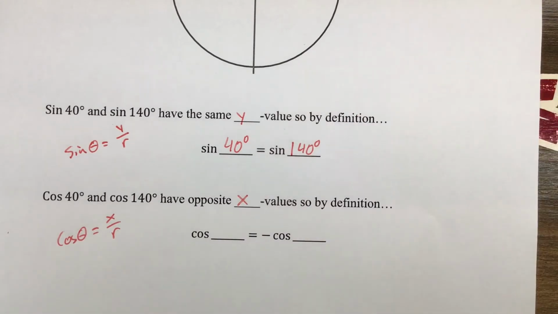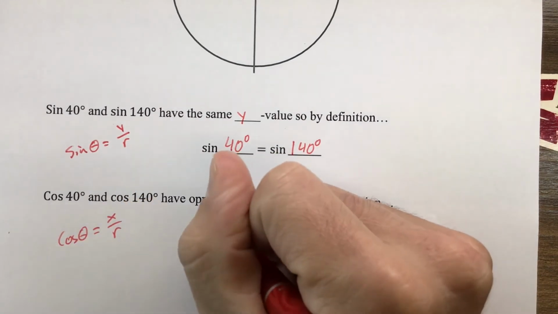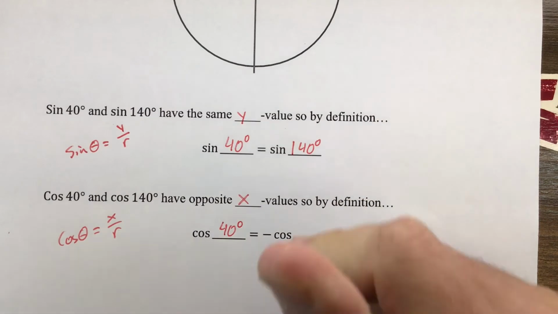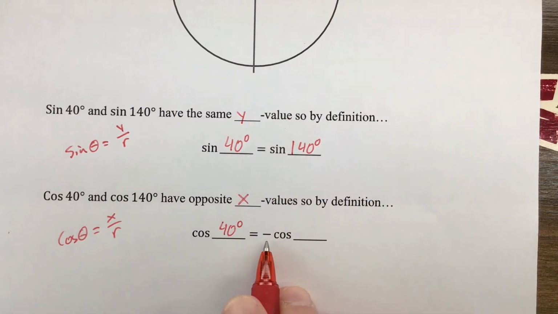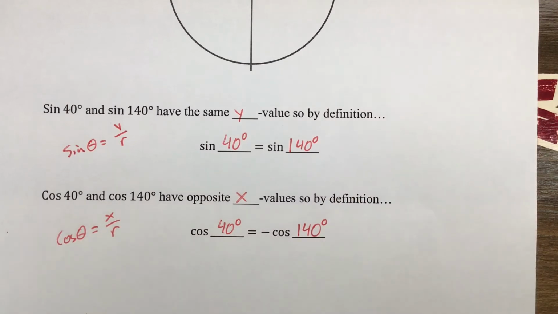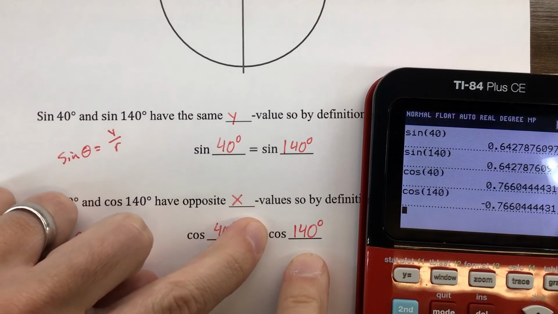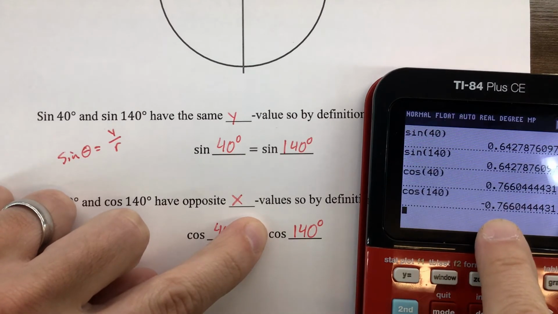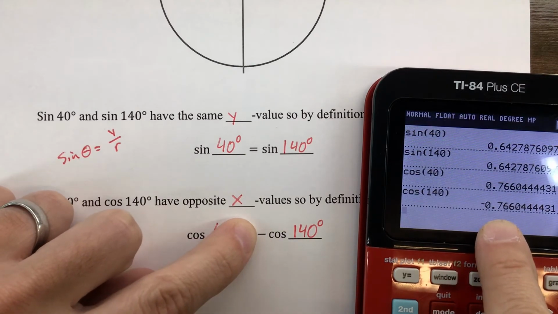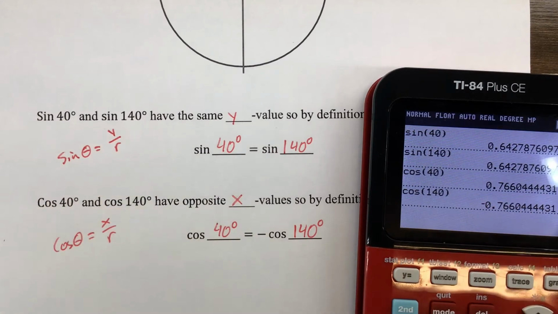All right, so a statement that we could write is that the cosine of 40 degrees is equal to the opposite of the cosine of 140 degrees. And what that means is that if you were to evaluate cosine 140, get that answer, then negate it, switch its sign, it becomes the answer that we have for cosine 40.